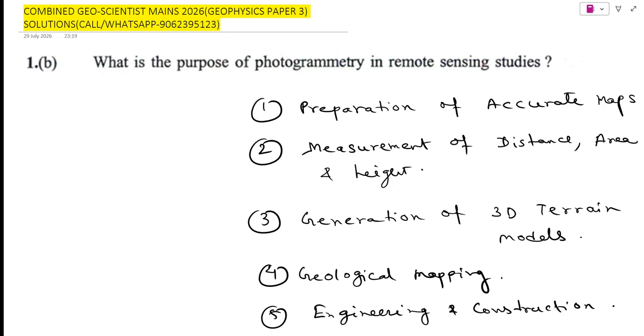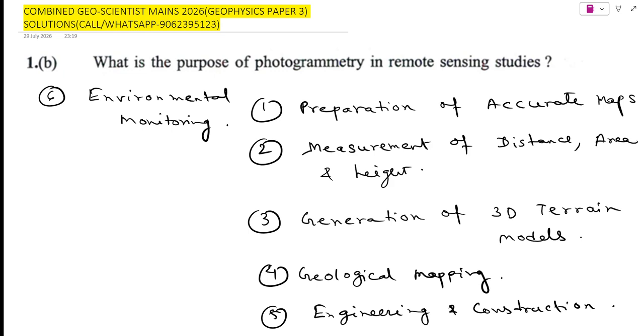Before constructing the highways, dams, bridges, railways, engineers require detailed terrain information. And photogrammetry provides the accurate elevation and the slope data, making the planning much easier. Okay. Sixth point will be environmental monitoring. This helps to monitor the deforestation, landslides, coastal erosion, glacial retreat, flood-prone areas, and the urban expansion. Thus, it plays an important role in the disaster management and the environmental conservation.